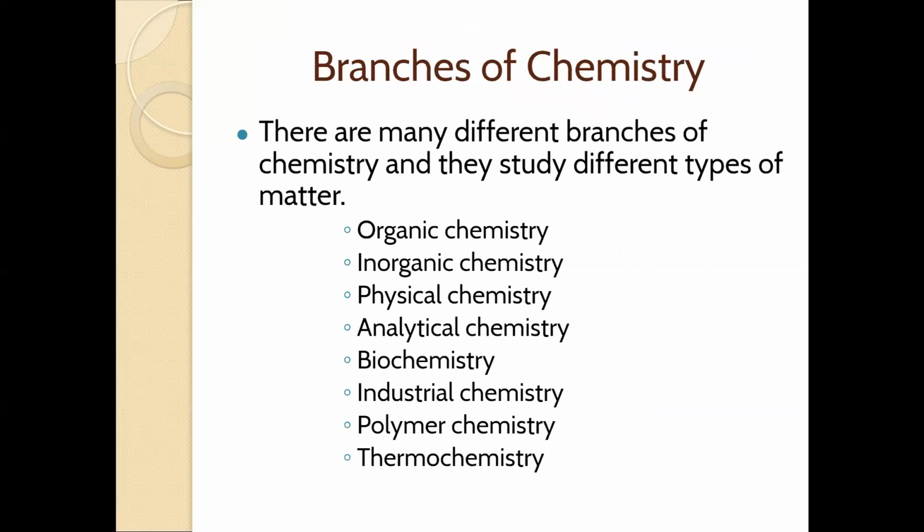Next, we're going to talk about some branches of chemistry. There are a bajillion different branches of chemistry that you could talk about. There's a bajillion different jobs in the different branches of chemistry that I could talk about right now. Here's some of the main ones. We've got organic chemistry, inorganic chemistry, physical, analytical, biochem, industrial chem, polymer chem, and thermochem.